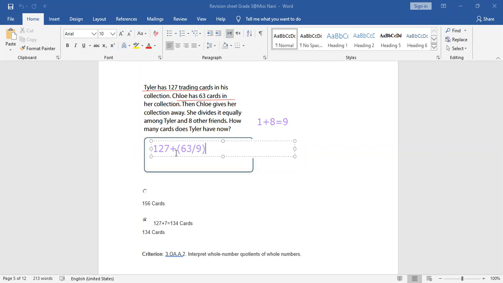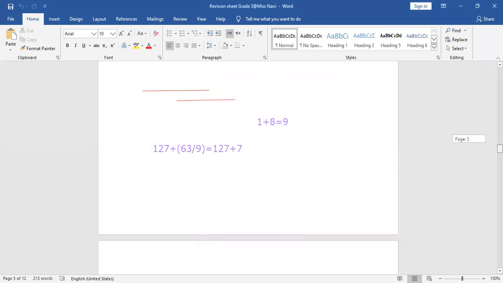Okay, so she has 63 cards. She will divide them among 9 people. So that's why I will take 63 and divide it by 9 people. So it will be 127 plus what? 63 divided by 9 is 7. So 127 plus 7 is 134. The answer is 134. Excellent, my lovely girls. Let's complete here.